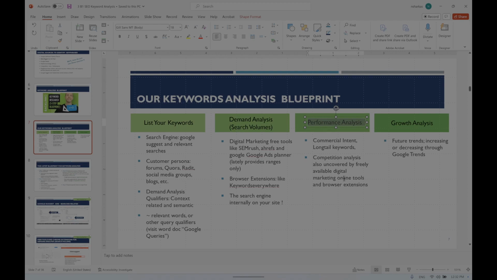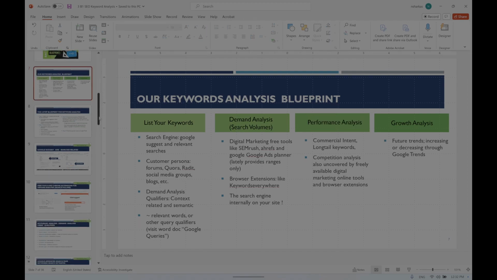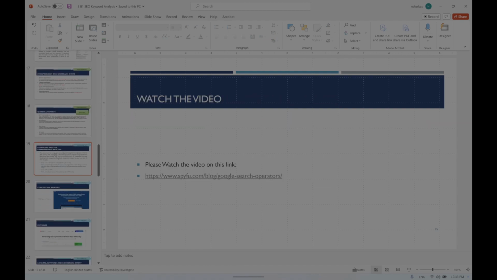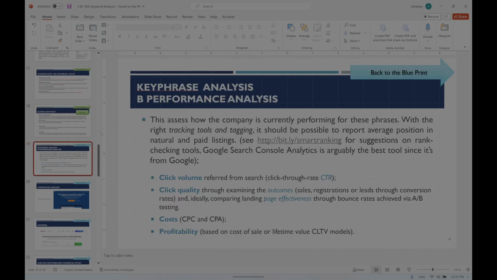or short tail keywords, and the cost per click and its role in fact as a proxy of commercial intent. So we're gonna go all the way down. Two, key phrase analysis B, performance analysis.